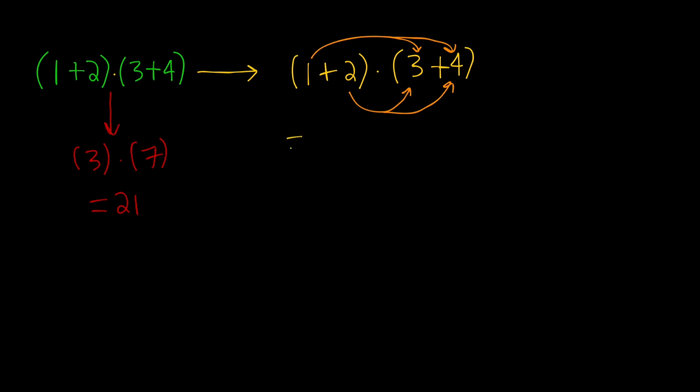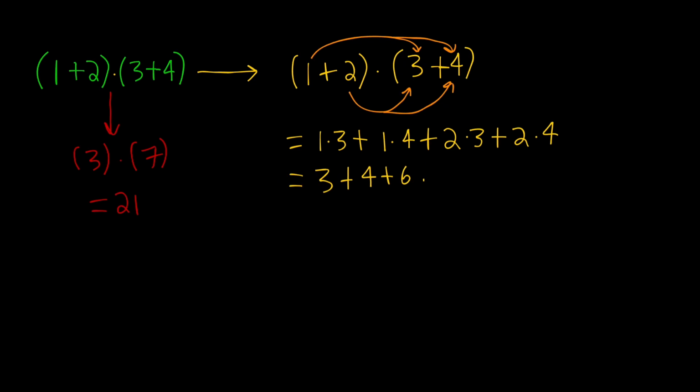Well, this is going to give us 1 times 3 plus 1 times 4 plus 2 times 3 plus 2 times 4. Or in other words, 3 plus 4 plus 6 plus 8, which is going to give us 7 plus 14, or 21. So like you see here, we are getting the same answer whether we add them first or we use foiling.